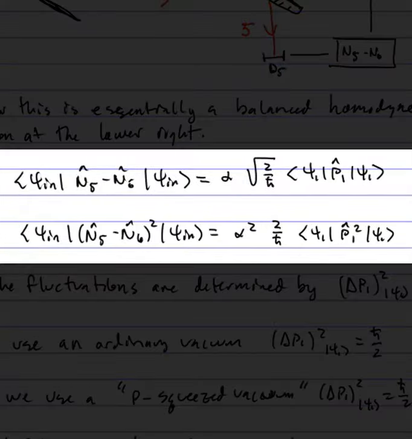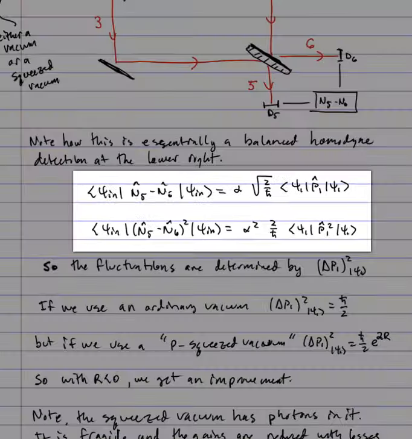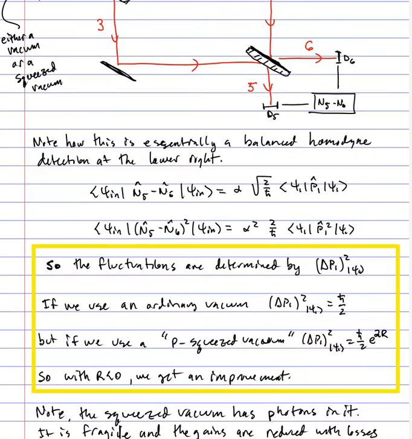It's going to be proportional. The average value will be proportional to the expectation value of n5 minus n6. That's given by alpha, the square root of 2 over h bar, the expectation value in psi1 for the quadrature operator p1. And the fluctuations are given by the square of those operators, and that's given by alpha squared 2 over h bar times the expectation value in state psi1 of p1 squared. So the fluctuations are determined by the fluctuations of the quadrature operator P1 in the input state psi1.